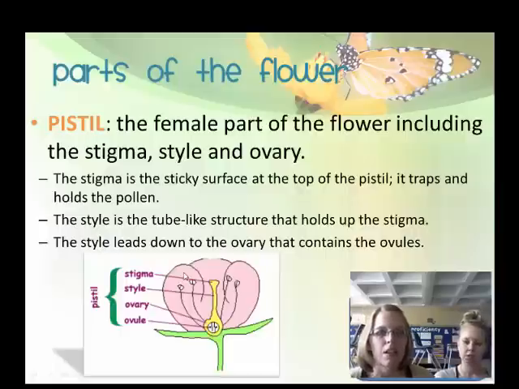Okay, so the three little bullets underneath: the stigma is usually the top, and it's pretty sticky because we want to trap the pollen. So think about those lint rollers. If you've ever used lint rollers that pick up all the lint, they hold on to it. And the style is the tube that heads down to the ovary, which contains the ovule. The ovules. That's how you say it.